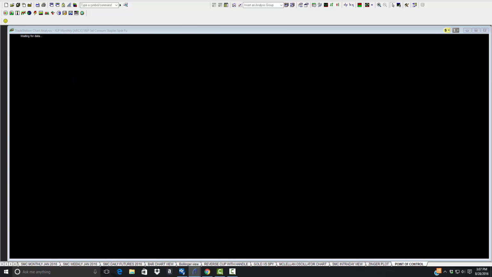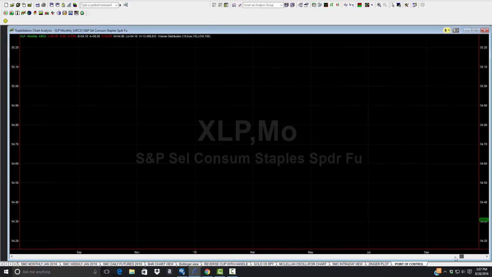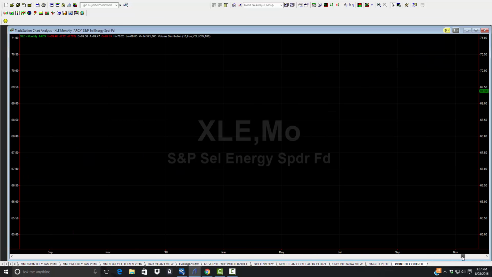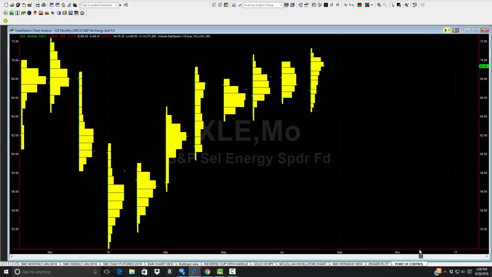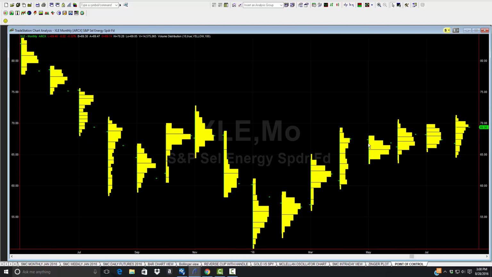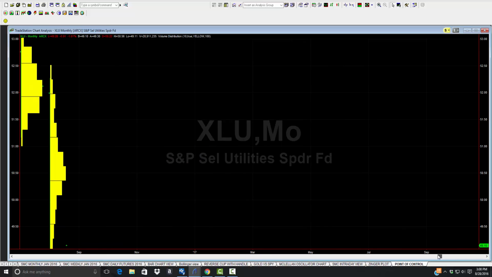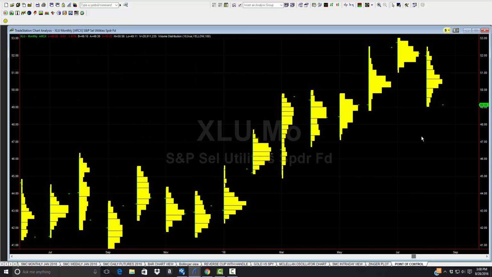How about XLP, also a defensive sector? Bring this into view. You can see off of its high, it's starting to make lower lows, and this is defensive. How about XLE, energy? Considerably off its high, so some divergence there. XLU is a defensive sector, and that's off of its high.